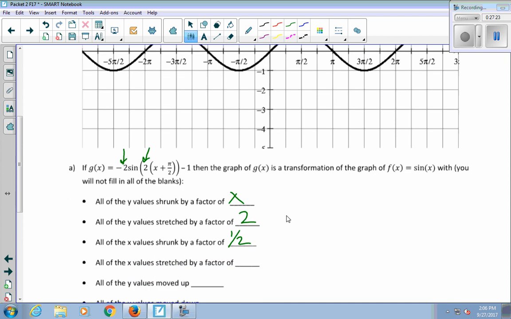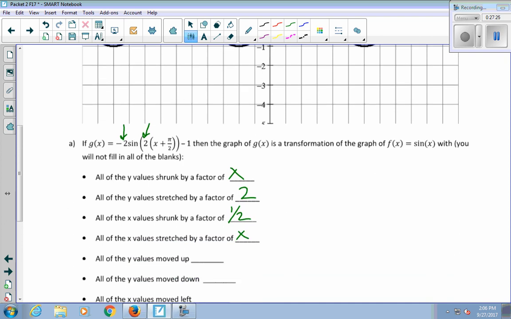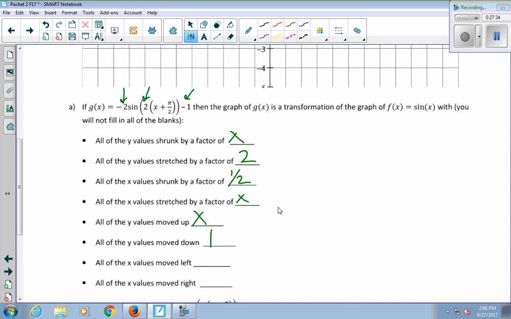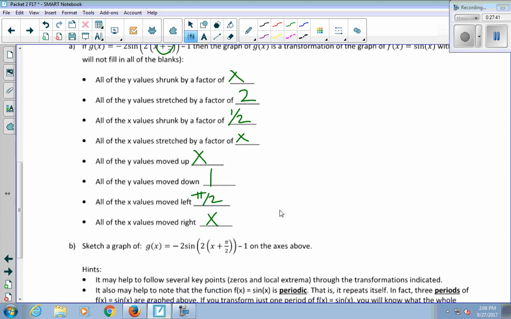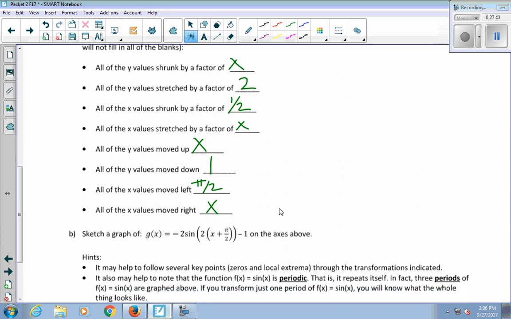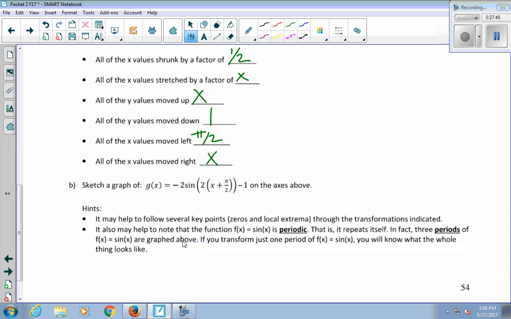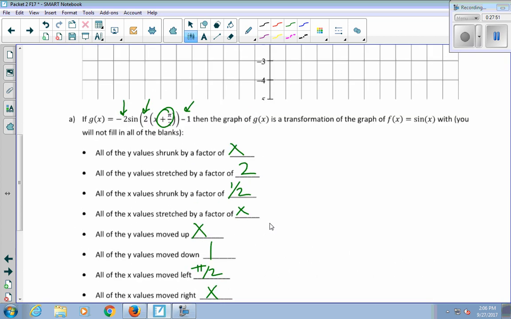The x values stretched, no they didn't, they shrunk. All of the y values moved up, no they didn't, because they moved down 1. And all the x values move left, pi over 2. They don't move right. So if I want to sketch a graph of this thing, I'm just gonna follow several key points, the zeros, the maxes, and the mins through the transformations indicated.